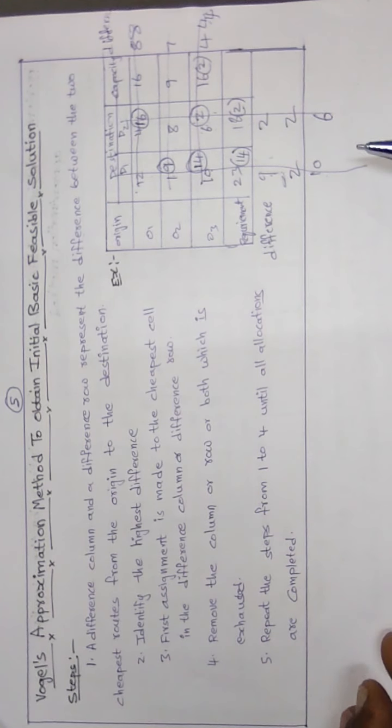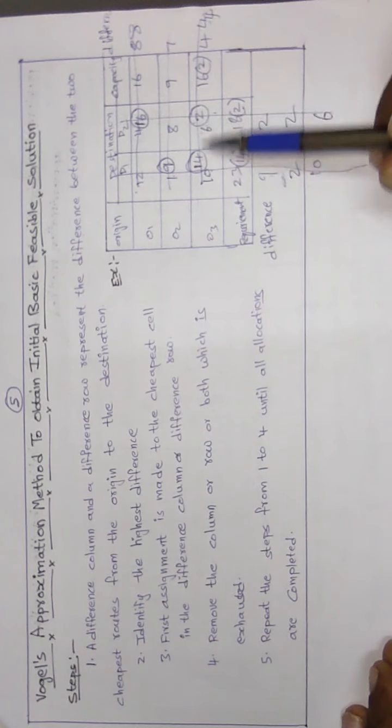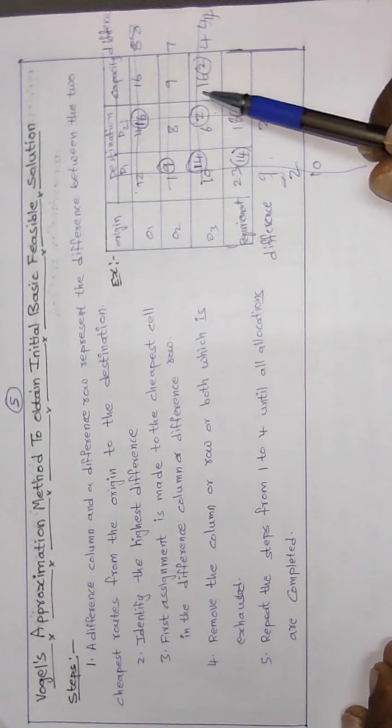Now with this the problem is completed, and we have to find out the initial basic feasible solution, and we can find out the initial total cost of transportation with the help of these positive cells. Like this we have to do the procedure for the problems also.